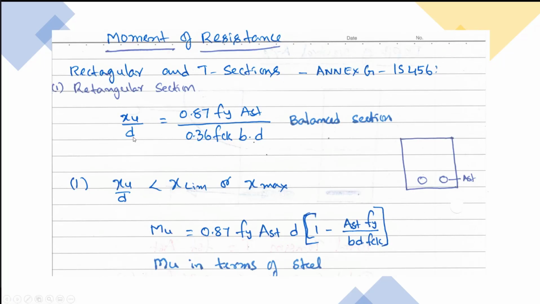If the practical Xu by d is less than Xu lim or Xu max, then that is called an under-reinforced section. If it is equal, that is called a balanced section. If it is greater than Xu lim, that is called an over-reinforced section, which I already discussed. We don't design those sections. And Mu equals 0.87 Fy Ast d times 1 minus Ast Fy by bd fck. You might not need to remember this equation because it is available in the code book itself.